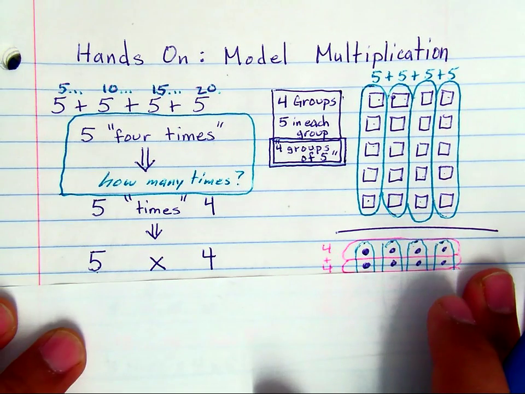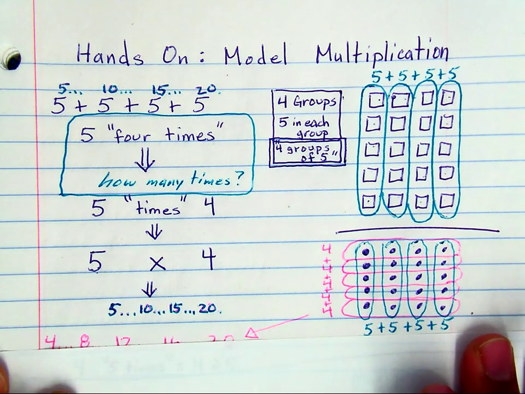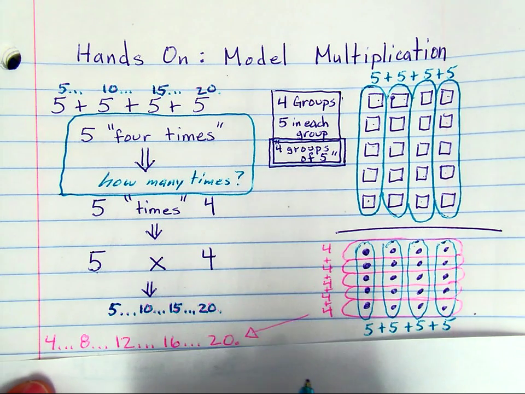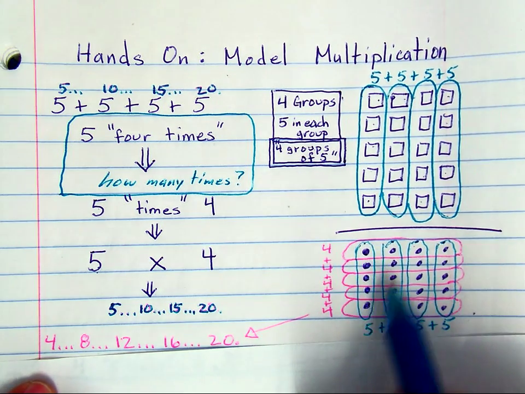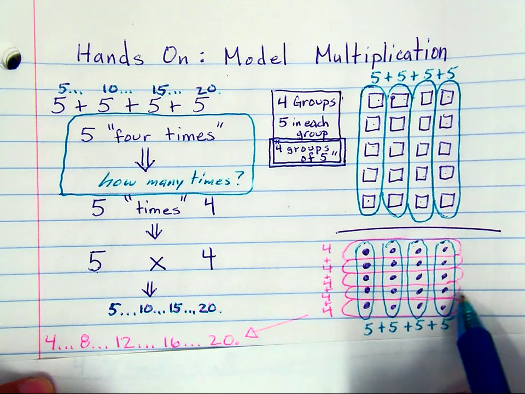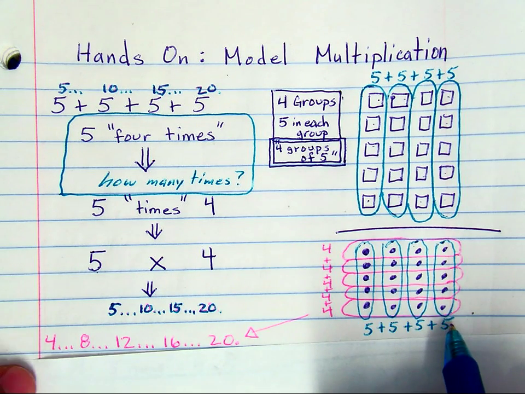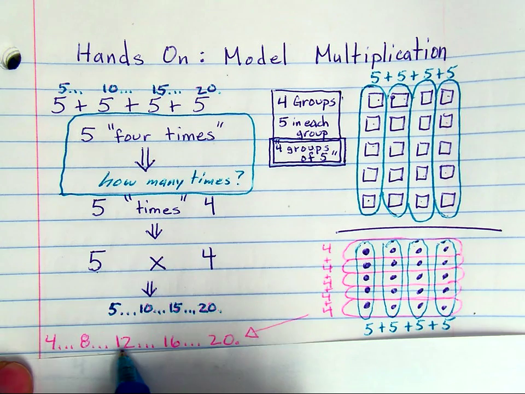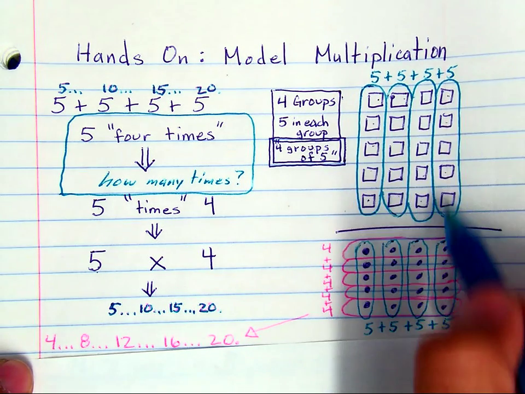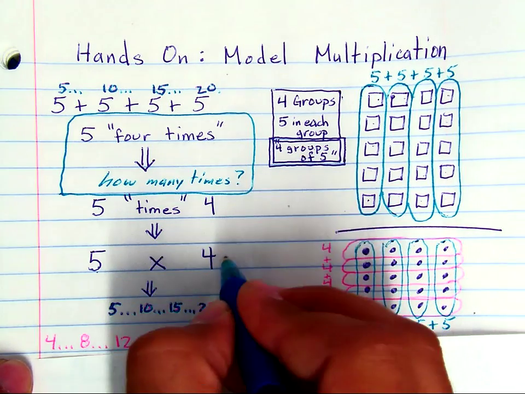Now, this is where the textbook and I don't agree completely, and there's a lot of teachers that see it both ways, the textbook and what I'm about to tell you. But please notice that that same groups of 5, 4 groups of 5, can be seen as 5 groups of 4. And if you count by 4s, and you count 5 groups of them, 4, 8, 12, 16, 20, you get the same answer.